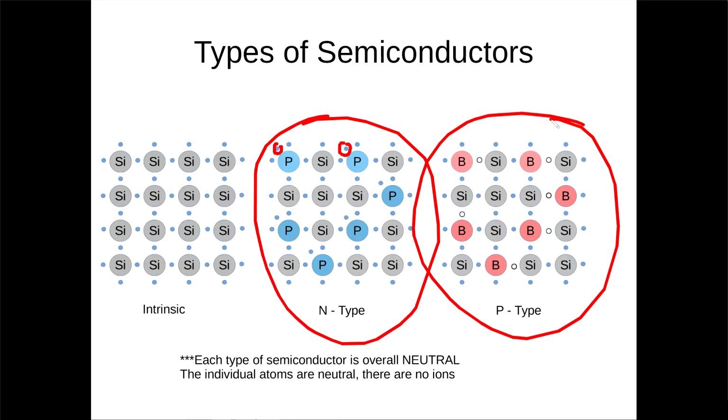So a P-type semiconductor is the same idea, but we're using boron, and instead of having an extra electron, we can see here it has these holes, or a lack of an electron. So we can think of these holes actually as positive charges, even though they're not positive charges. We can think of them and treat them like a positive charge because they are a lack of an electron, and an electron is a negative charge.